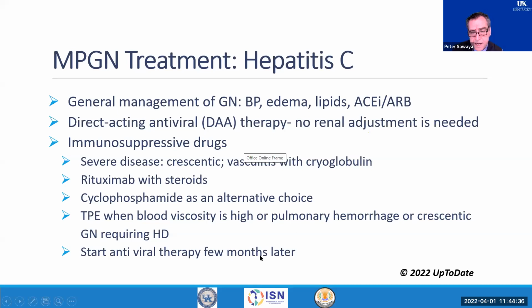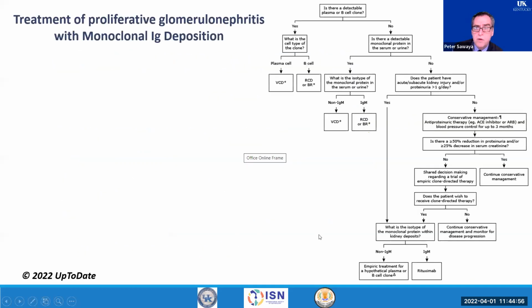Start antiviral therapy a few months later. If you are going to do immunosuppression, they are recommending that you don't start the antiviral, cool off the kidney first, because again, it's double whammy side effects, and probably they won't be as effective if you are giving all the immunosuppression. Wait for a month or two and then hit them with the antiviral. That's what they are recommending.